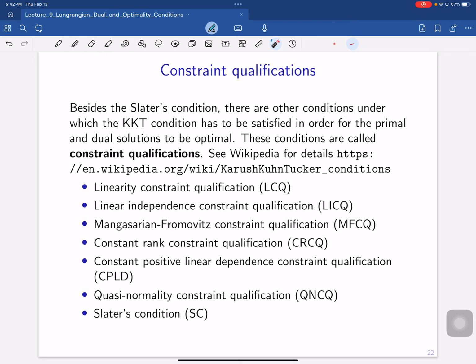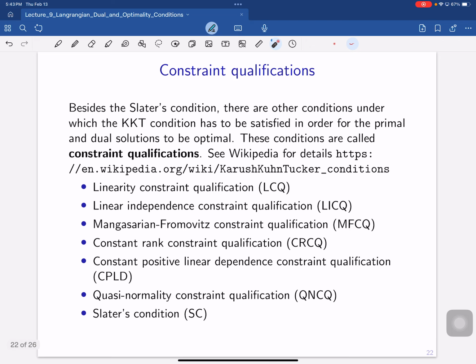And when you read the literature, you will probably see some of these constraint qualifications. The idea of showing this slide is not for you to understand each of these constraint qualifications. It's more about when you read about this in the literature, don't get too nervous. It's just under some conditions, then the KKT condition has to hold, okay? And then you can refer to the Wikipedia page if you see some of this in the literature.